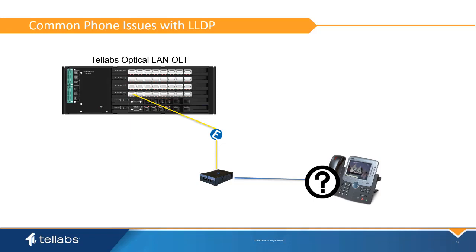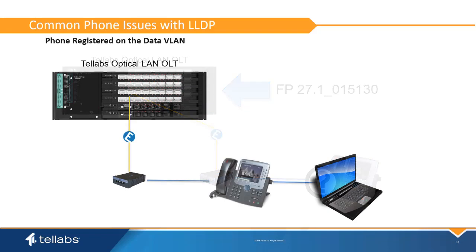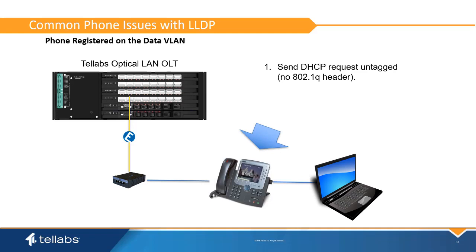This section will define some common issues seen and recommend ways to resolve these issues. Tellabs has done its best to put in workarounds where possible for phones incorrectly implementing LLDP. It is recommended that you always run at least feature package 27.1 or greater to get the benefit of these workarounds. The Cisco IP phones demonstrate the following boot up sequence.